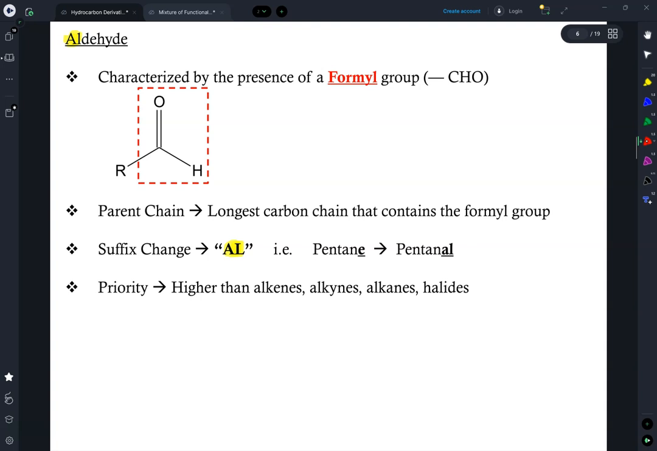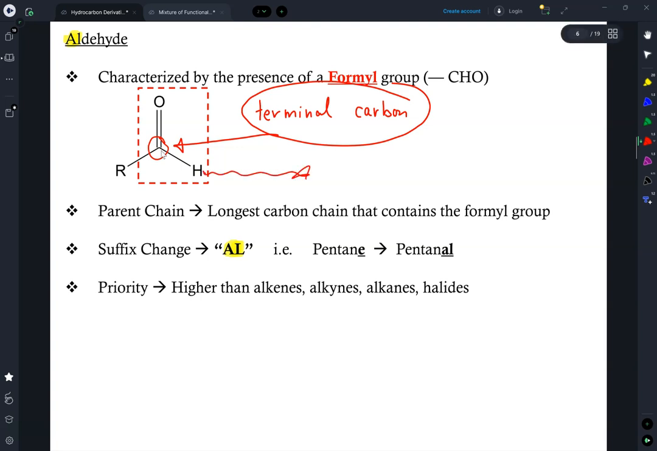You will notice that aldehydes only occur on terminal carbons where the C double bond O is located. We call them terminal carbons because that is the end of the line. The hydrocarbon cannot extend any further in this direction because hydrogen can only make 1 bond, nor can it extend in this direction because oxygen can only make 2 bonds, which is already maxed out, and so it can only move in this one direction, making this carbon an end point or a terminal carbon.